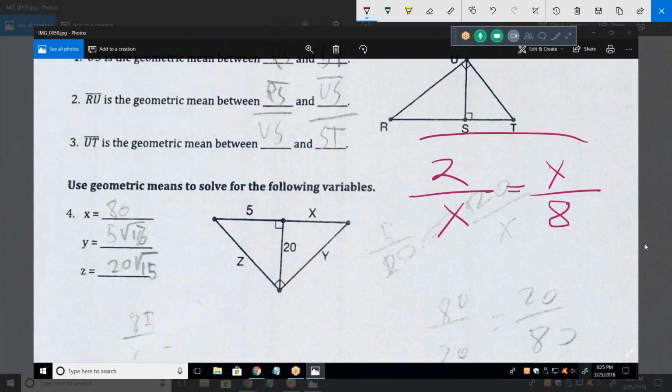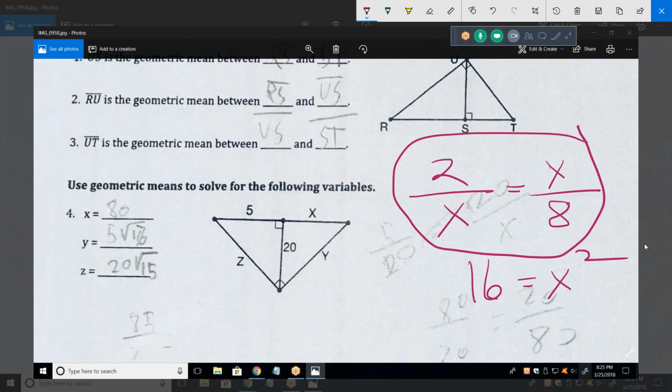In other words, that's pretty much the definition of geometric mean. When the denominator of the left side has to equal the numerator of the right side. Well, how do I solve for that? So, would you cross multiply? Cross multiply 2 times 8, x times x, and then x squared is equal to 16. Now solve that. The square root of 16 is 4, so x would equal 4.